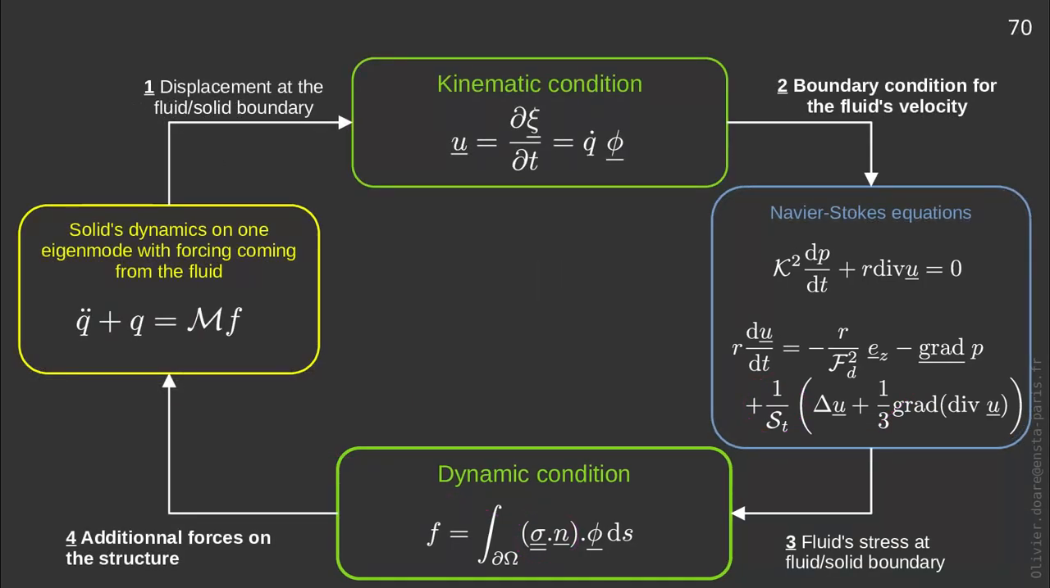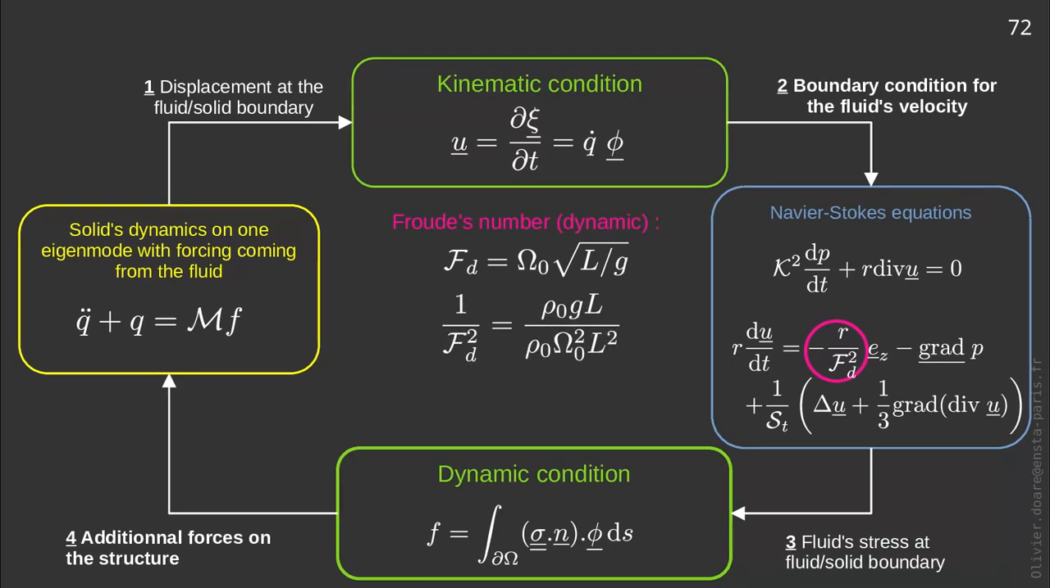The next dimensionless number is the dynamic fluid number. We described it earlier as the ratio of two frequencies. 1 over dynamic fluid squared can also be seen as the ratio of two characteristic pressures. The first is the order of magnitude of the hydrostatic pressure variation over the characteristic length L, that is, rho naught g L. The second is the order of magnitude of the dynamic pressure fluctuations in the flow. The inverse of this number quantifies the importance of hydrostatic effects.